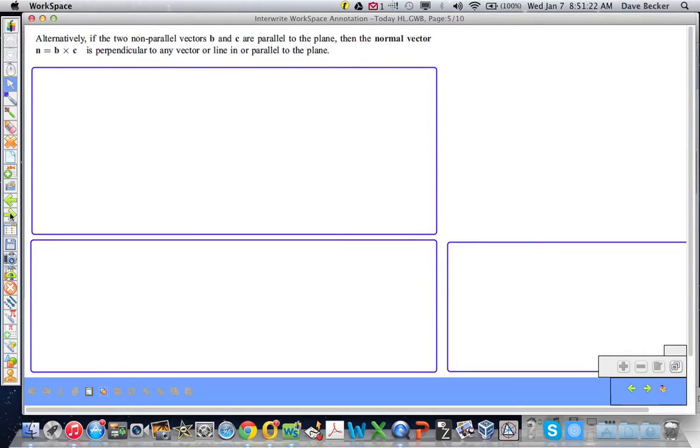All right. So now, alternatively, if two non-parallel vectors b and c are parallel to the plane, that means the vectors lie within the plane, then the normal vector n equals b cross c, the cross product of these two vectors, remember that, is perpendicular to any vector or line in or parallel to the plane.